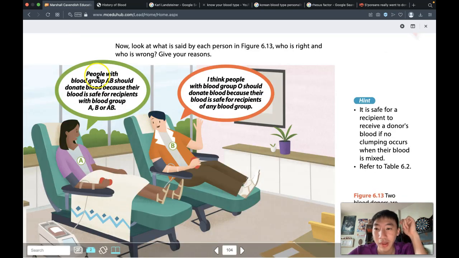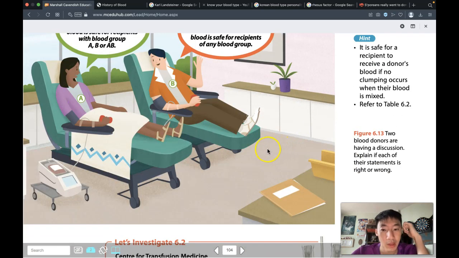Okay, to answer this point, people with blood group AB should still donate, because their blood is quite rare, and maybe you can use their blood just for other AB people. And people with blood group O can also donate, because their blood is known as the universal donor. They can give to any other blood group. It's safe for any other blood group. So this guy is more correct. This girl is absolutely wrong. Although it's true, AB can still donate blood. It's not like AB people don't need to donate blood. Everybody can donate blood if you are above 16 years old.